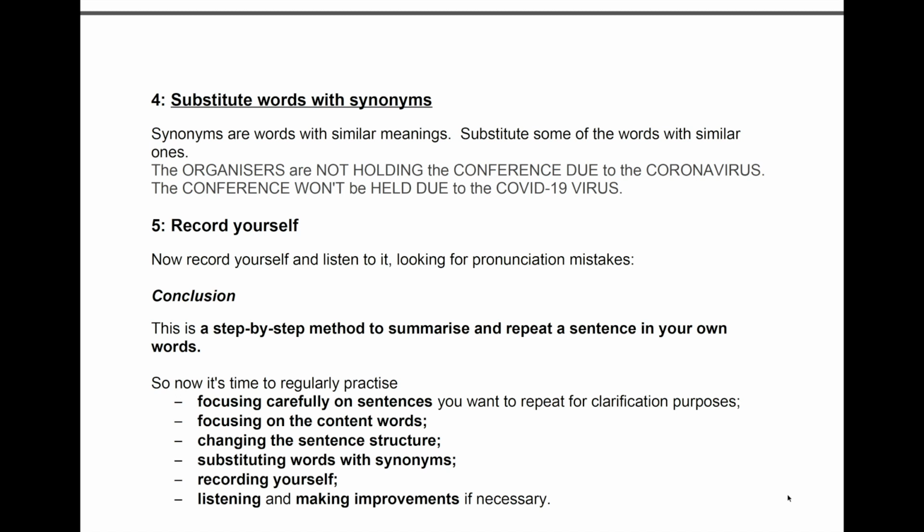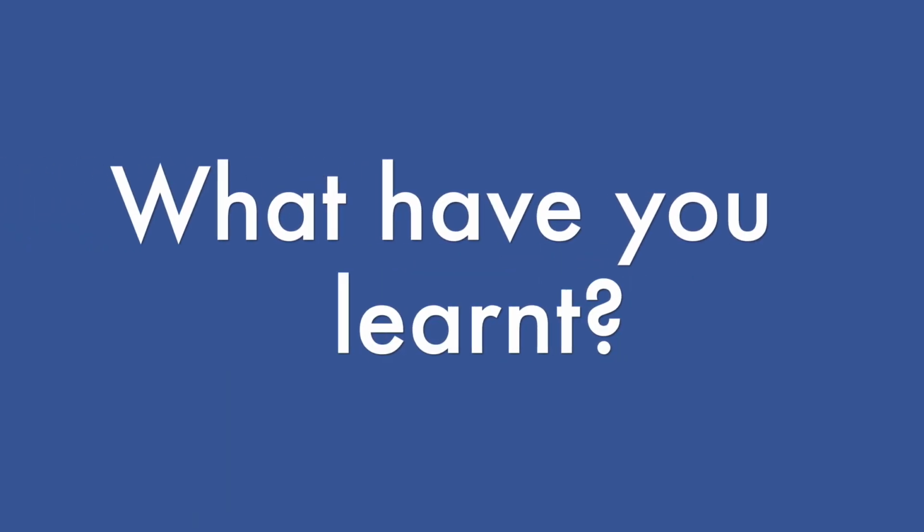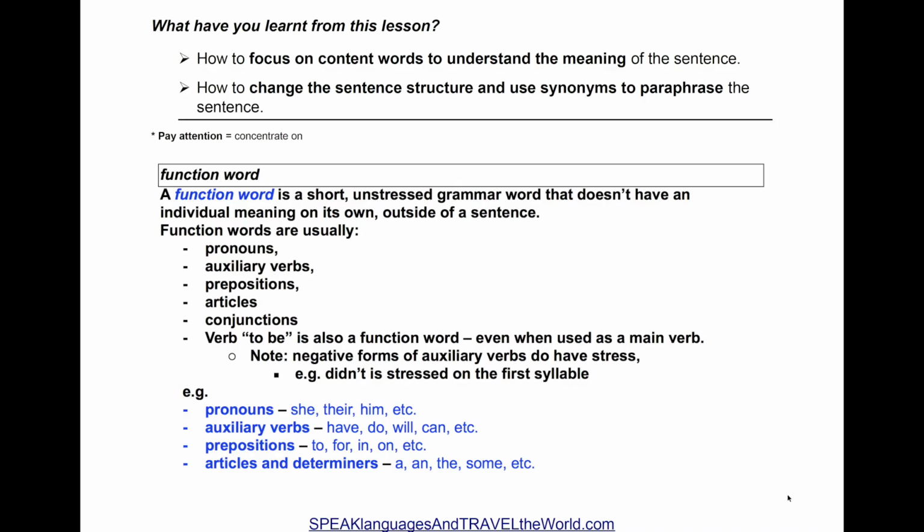Conclusion. This is a step-by-step method to summarize and repeat a sentence in your own words. So now it's time to regularly practice, focusing carefully on sentences you want to repeat for clarification purposes, focusing on the content words, changing the sentence structure, substituting words with synonyms, recording yourself, listening and making improvements if necessary. So what have you learnt from this lesson?